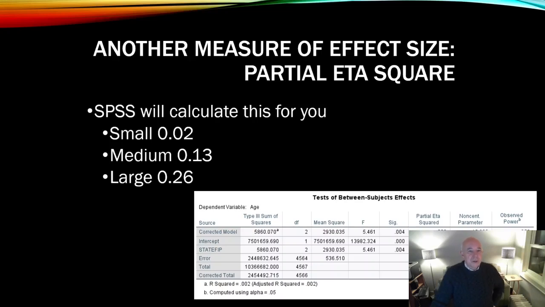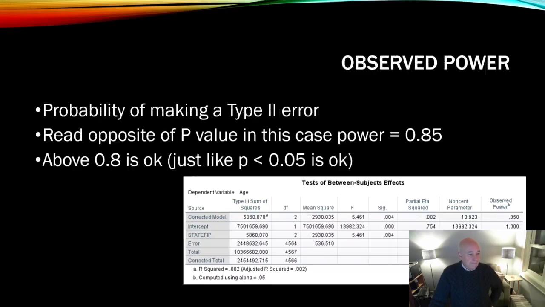You simply report it as small, medium, and large, and that's all you do. So just so you know that. All right. So observed power. Observed power is the probability of making a type 2 error.